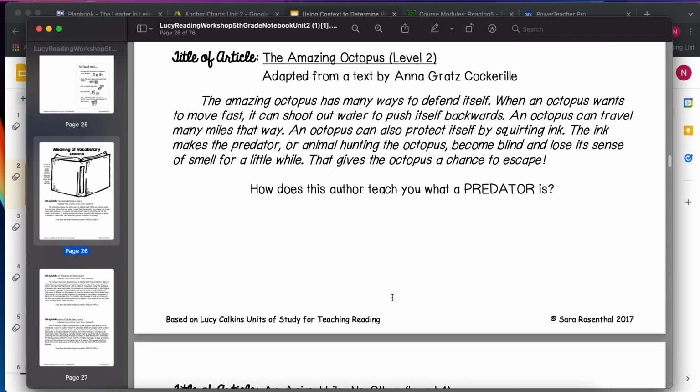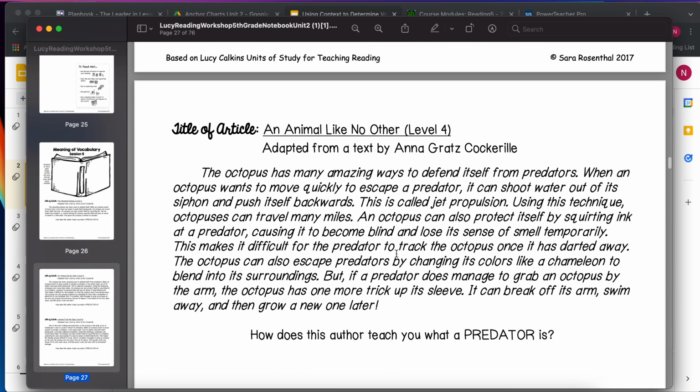First off, just comparing the first paragraph to this one, they use the word predator really often. I'm seeing 1, 2, 3, 4, 5, at least 5 times, just going through this quickly. So reusing the word over and over again is actually pretty helpful. The author is trying to give us several opportunities to understand exactly what predator means. And if we notice, the author keeps saying predator and then giving a defense, giving away that the octopus gets away.